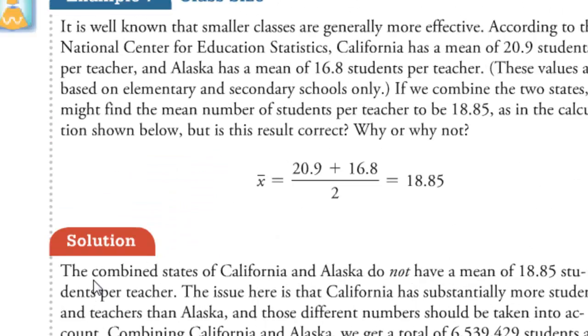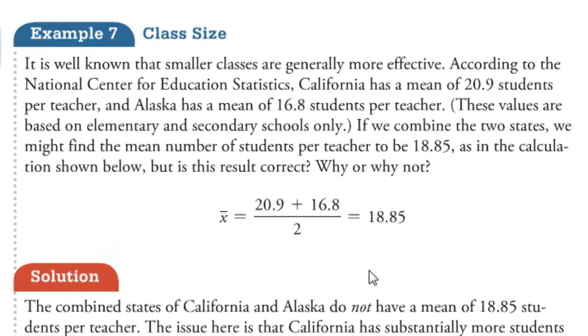Okay, and then this next one, example 7, consider this. It is well known that smaller classes are generally more effective. According to the National Center for Education Statistics, California has a mean of 20.9 students per teacher, and Alaska has a mean of 16.8 students per teacher. These values are based on elementary and secondary schools only. If we combine the two states, we might find the mean number of students per teacher to be 18.85, as in the calculation shown below. But is this the correct result?